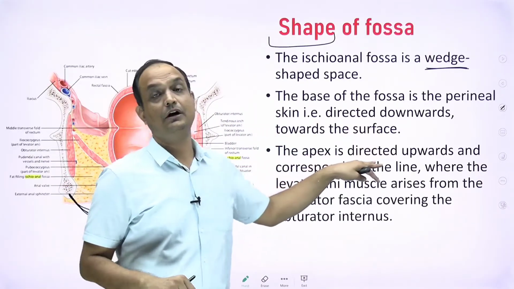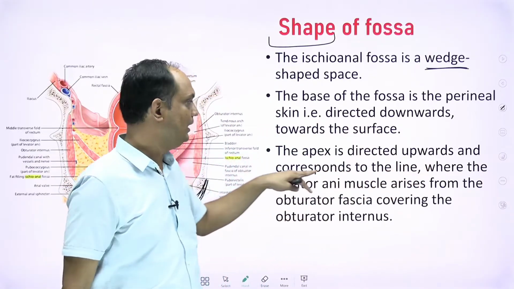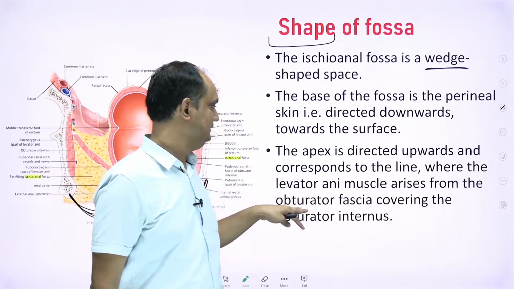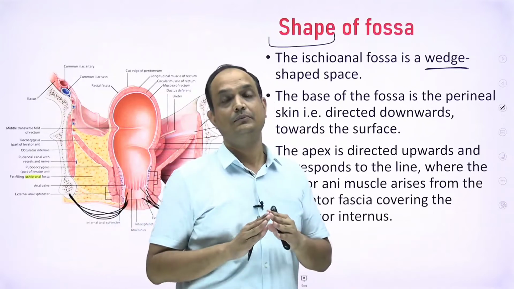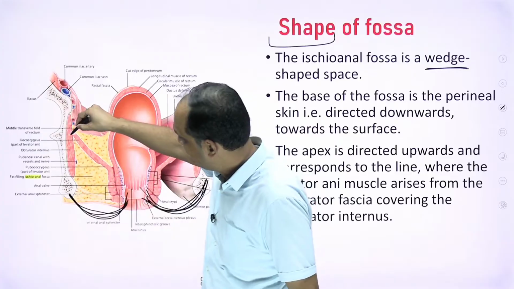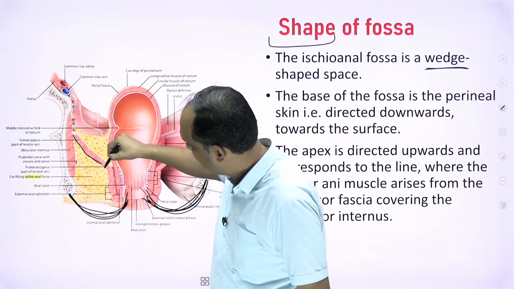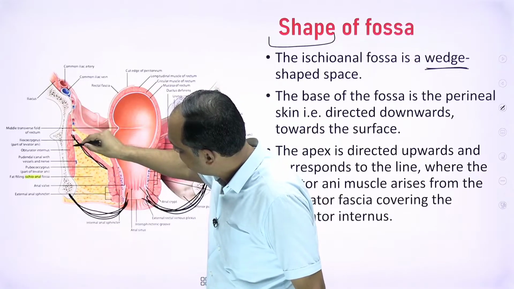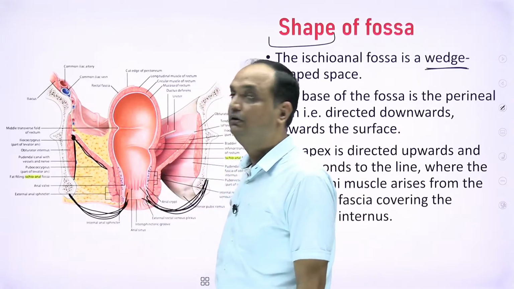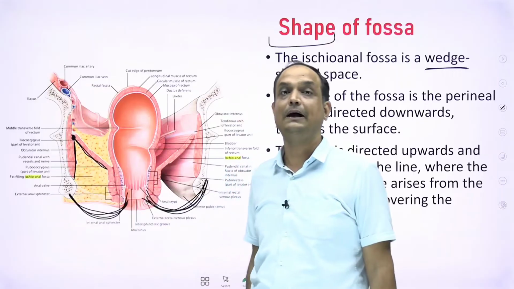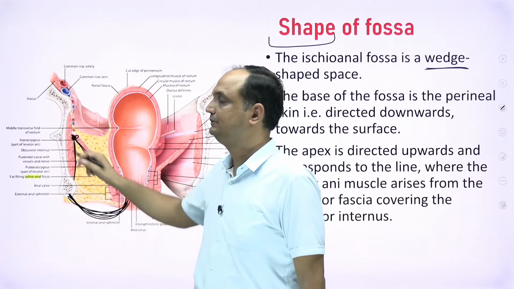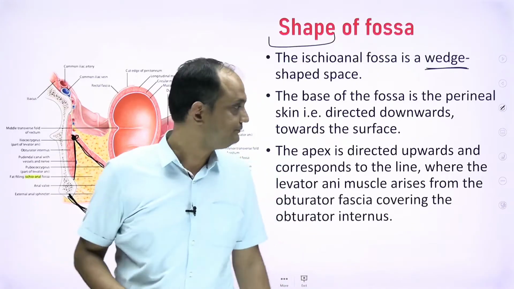When you talk about the apex, it is directed upward and corresponds to the line where the levator muscle and the obturator fascia meet. Here you have these two areas: this is the origin of levator and this is obturator internus. This point of meeting on the upper part is known as the apex. So this is the base of the wedge, and this is the apex of the ischioanal fossa.